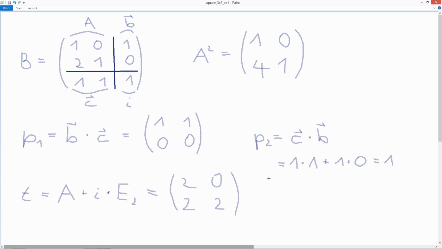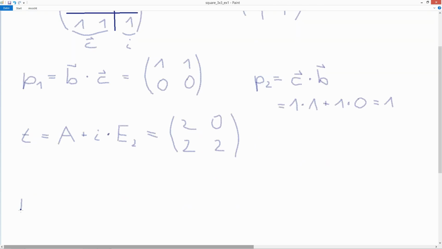Now we can square the matrix B. B squared is equal to A squared plus P1, T times B, C times T, and I squared plus P2.